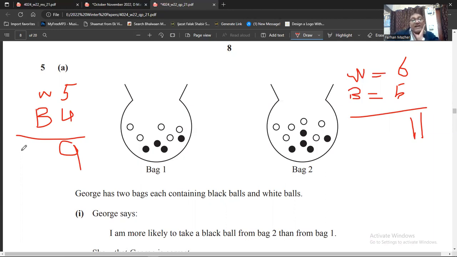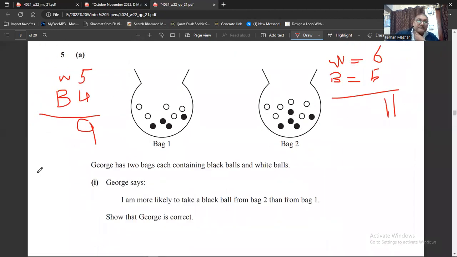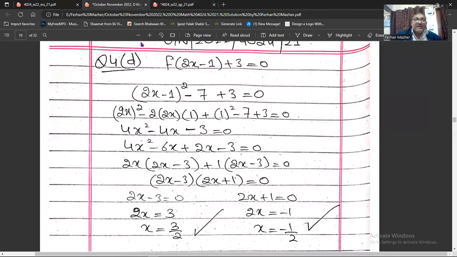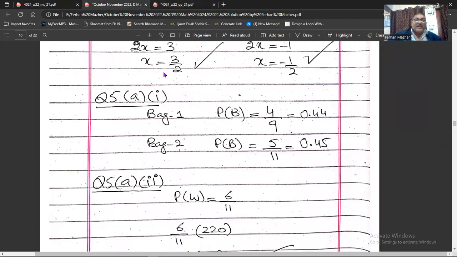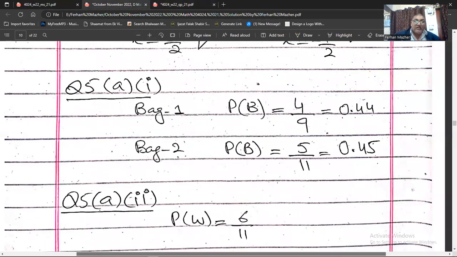George has 2 bags, each containing black balls and white balls. George says that I am more likely to take a black ball from bag 2 than from bag 1. Show that George is correct. Okay, so getting a black ball from here will be 4 by 9, and getting the black ball from here will be 5 by 11. So I will convert them into decimals to check which one is greater.